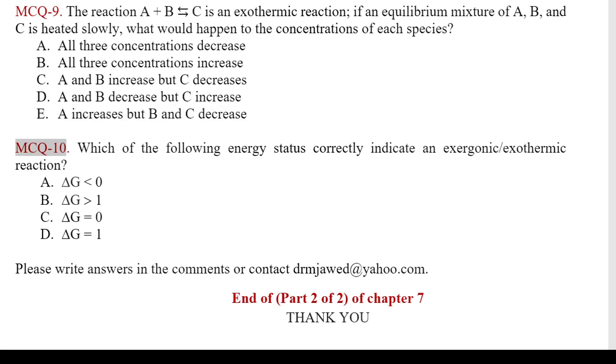MCQ 10. Which of the following energy status correctly indicate an exergonic/exothermic reaction? ΔG less than 0, ΔG greater than 0, ΔG equals 0, ΔG equals 1.